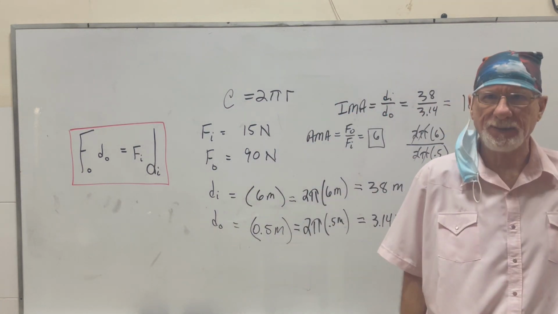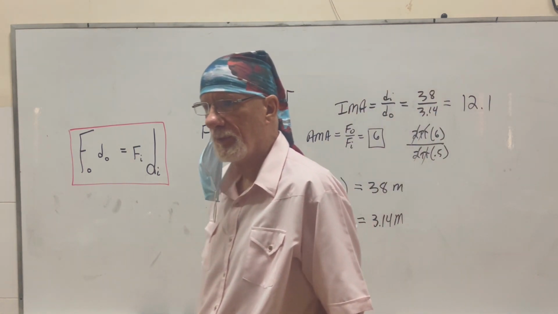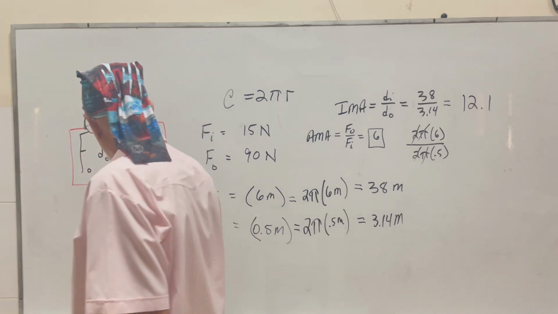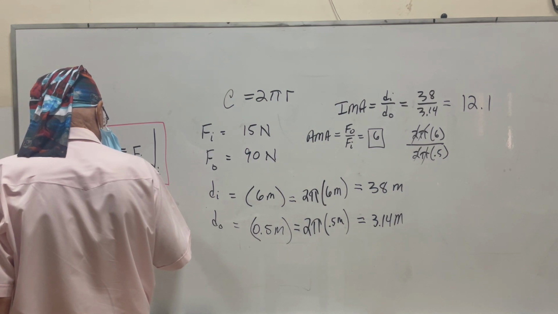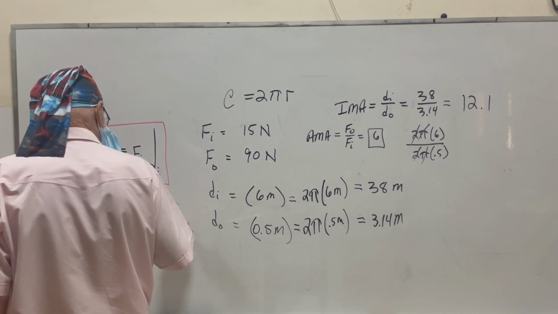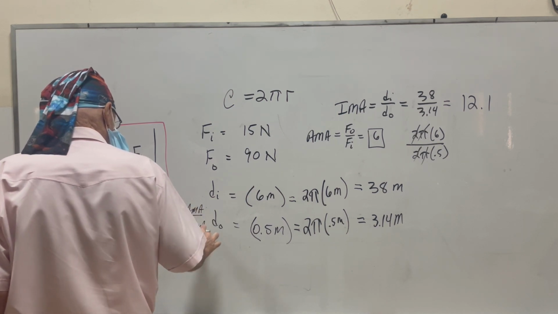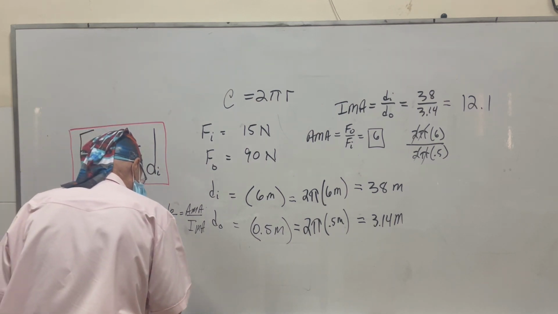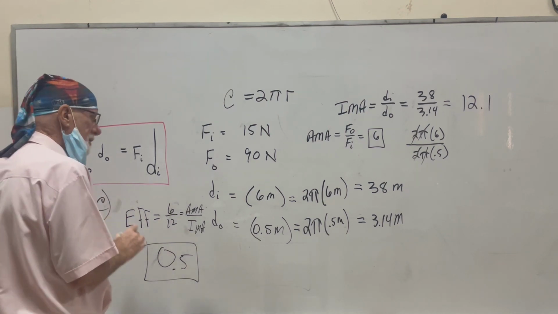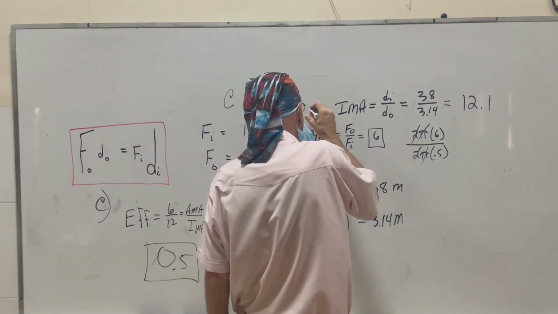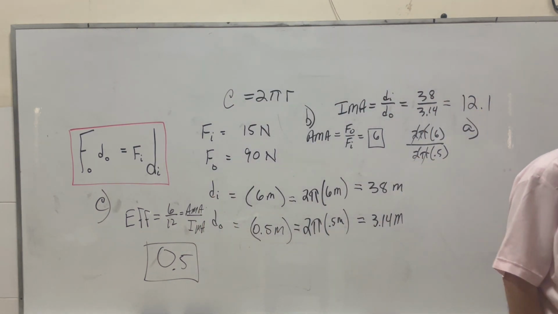So what's the efficiency? Approximately what? What is it? 0.5, right? I know, it's terrible, isn't it? So it's going to be 0.5. That's C. Right? This is B, and this is A. Okay? Easy?